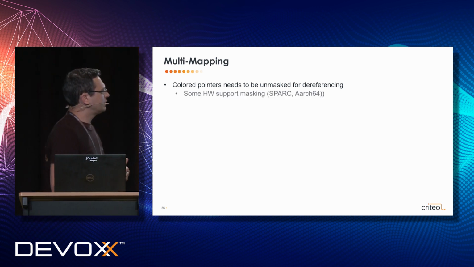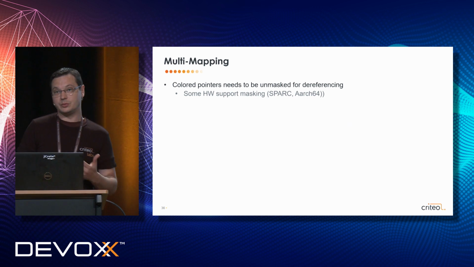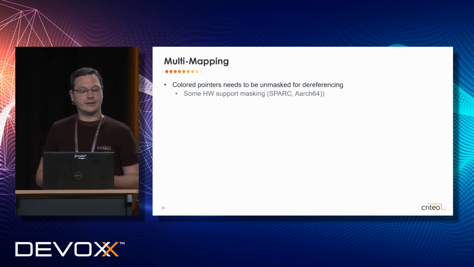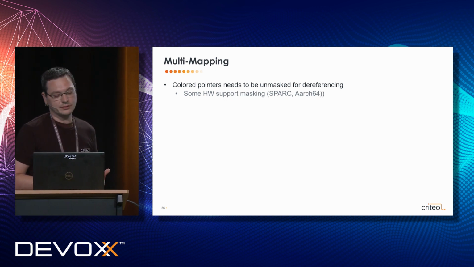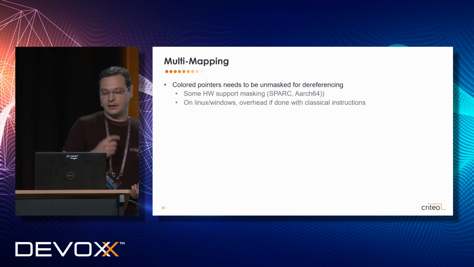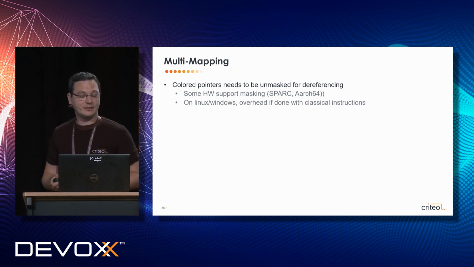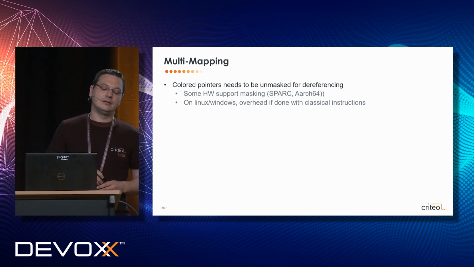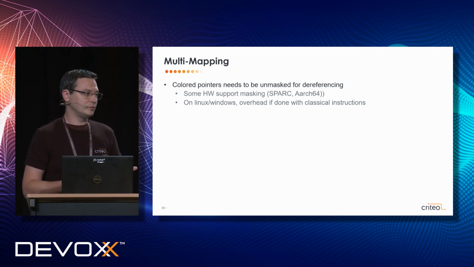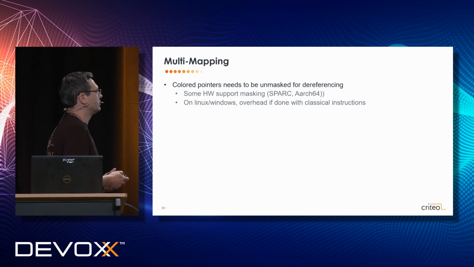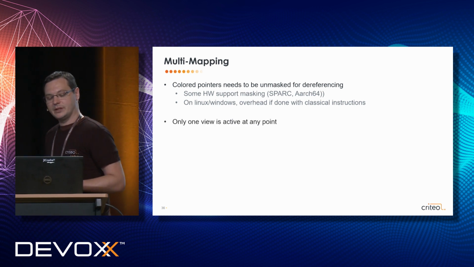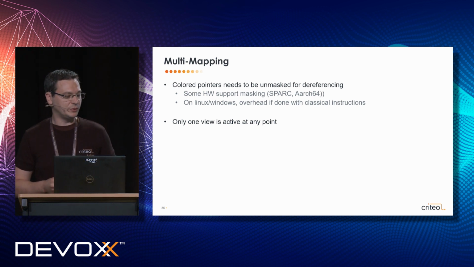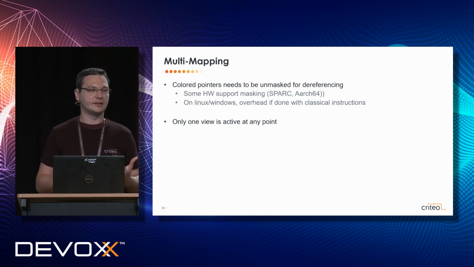So some hardware has native instruction support to unmask those addresses directly, like for SPARC and ARM64. But for x86 on Linux and Windows, you have to override it with classical instructions. So how do we work around this problem? We can consider that only one view is active at any point.